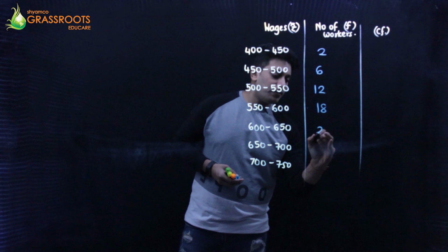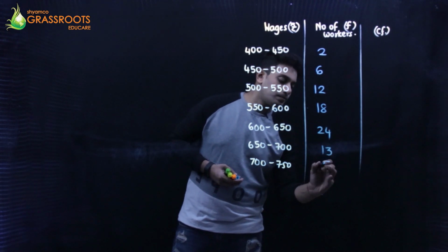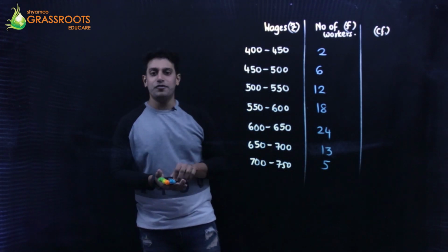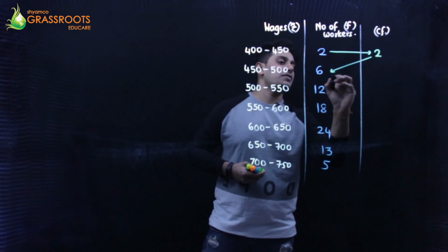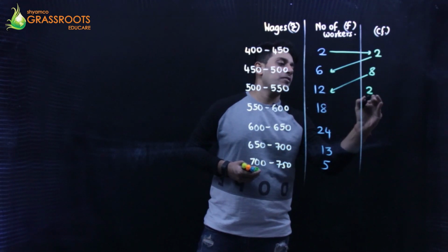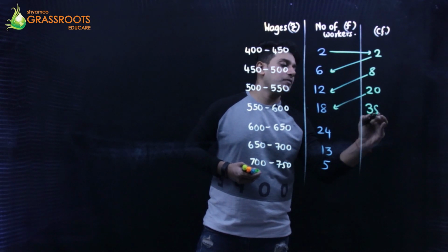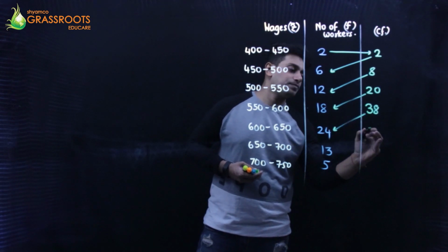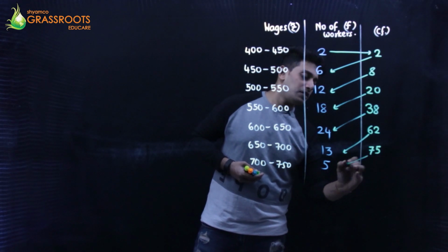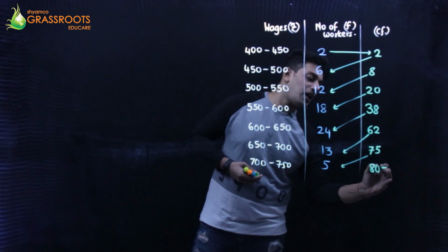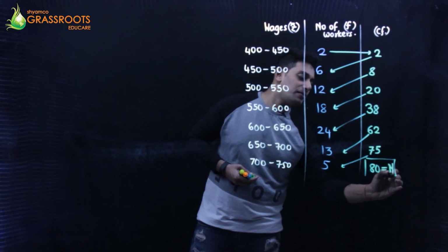24, 13, 5. You find out the cumulative frequency for ogive sums always. 2 plus 6, 8 plus 12, 20 plus 18, 38 plus 24, 62 plus 13, 75 plus 5, that's going to be capital N.